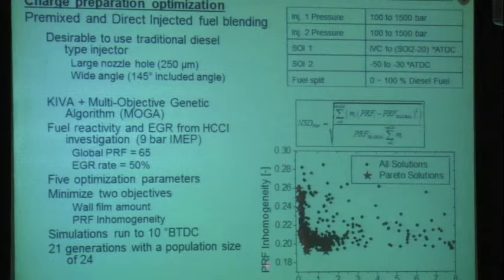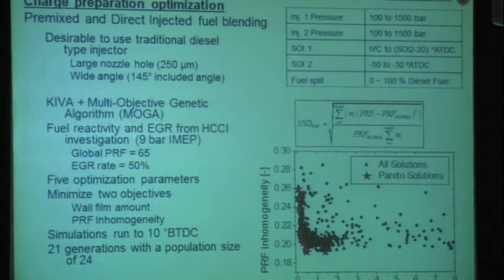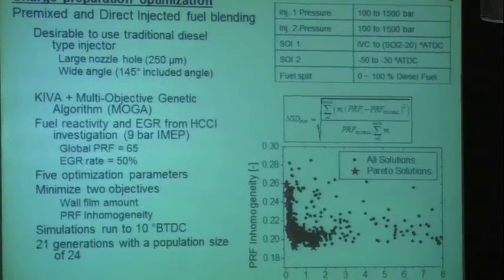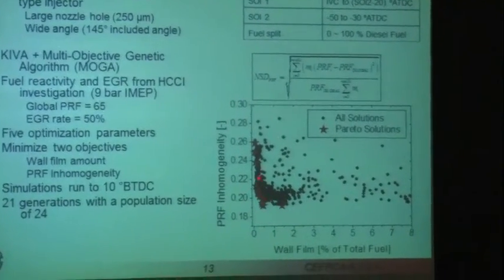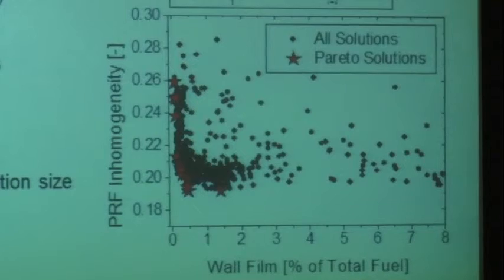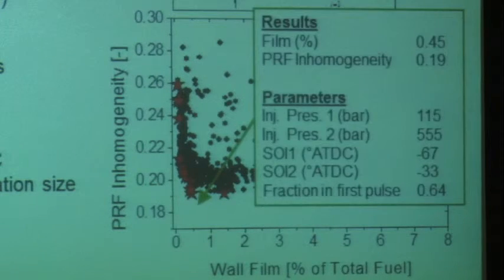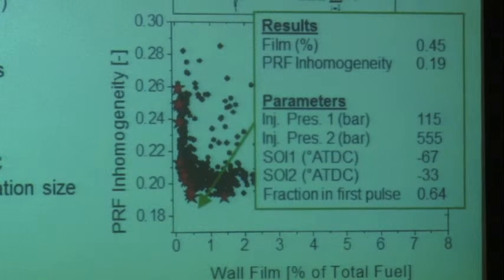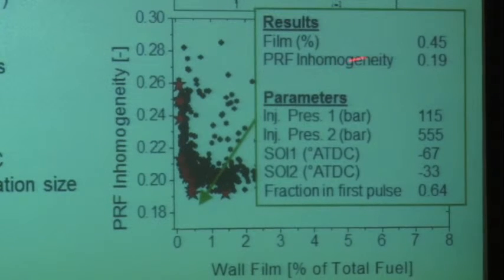So here's some results from the simulation. The primary reference fuel inhomogeneity is on this axis, and the amount of wall film is on this axis. And we identified Pareto solutions that seem to offer some promise in the simulation. And we picked one of them in particular here, where the amount of wall film was less than 1%, and the PRF inhomogeneity was a manageable number. We had done some simulations that gave us some criteria here.